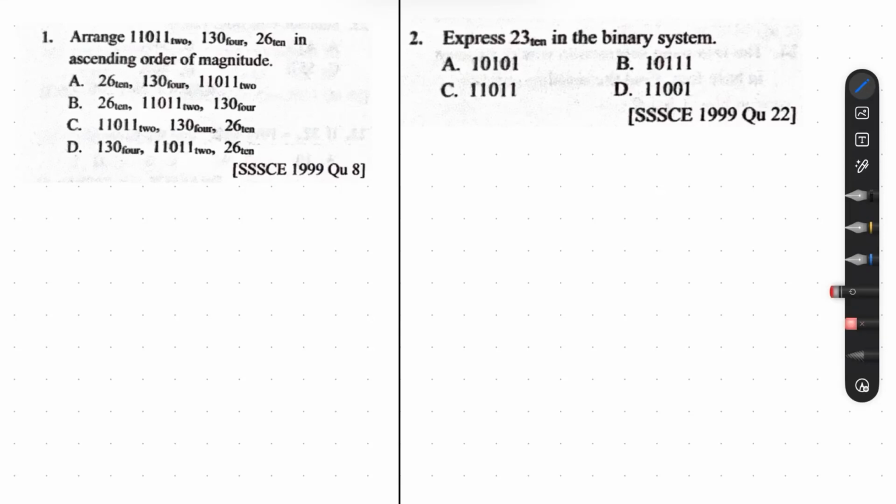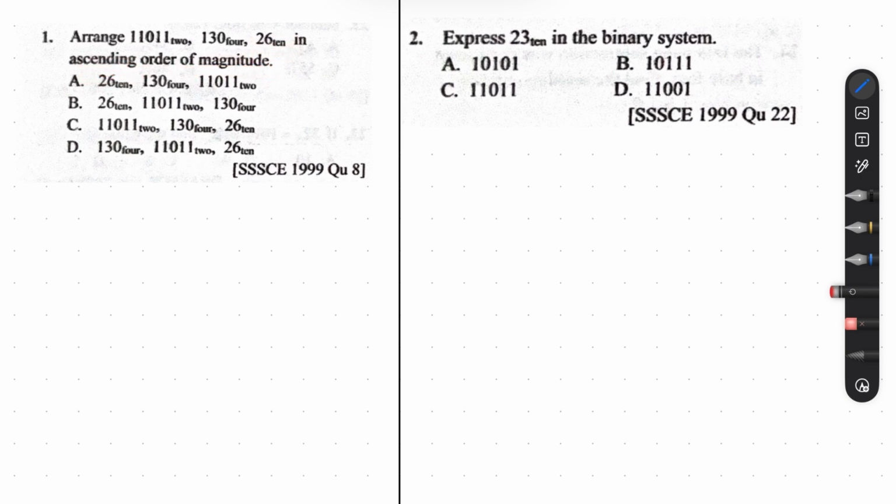Okay, welcome back to the next session in this series where we solve the number base system questions, right? So here we have our first question. It says arrange 11011 base 2, 130 base 4, 26, that is 26 base 10, in ascending order of magnitude.